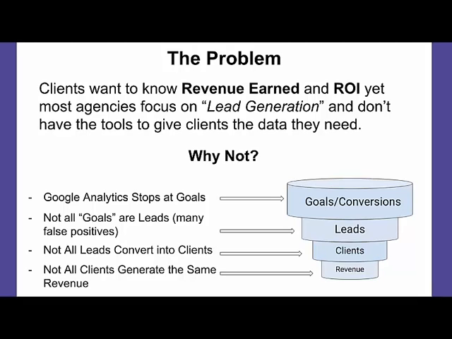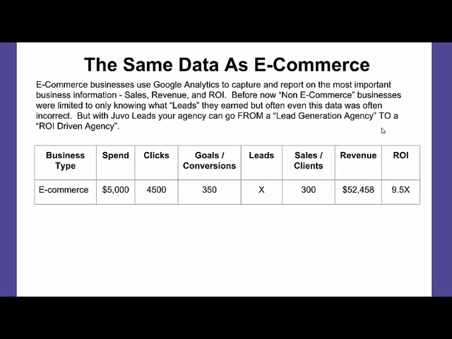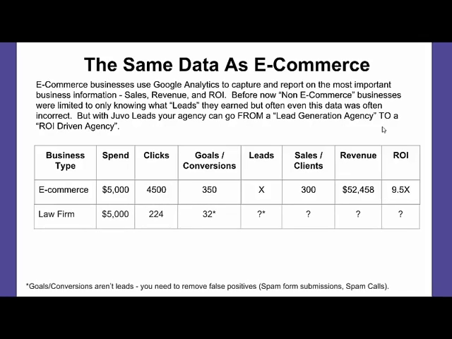Let's take a look at the data that e-commerce has versus the data that lead generation businesses work with. E-commerce businesses can see not only clicks and goal conversions, but also sales and revenue data. When, say, for instance, a $20 widget is sold, this data is shown right in Google Analytics. Now compare that to how lead generation businesses work. Using analytics, they can only see clicks, spend, and/or goal conversions, just like the e-commerce client. But they can't actually see lead data, nor can they see leads that convert into cases, nor can they see the revenue that these cases bring.